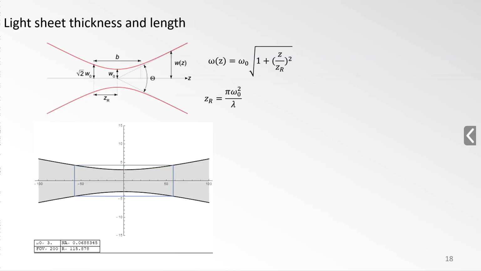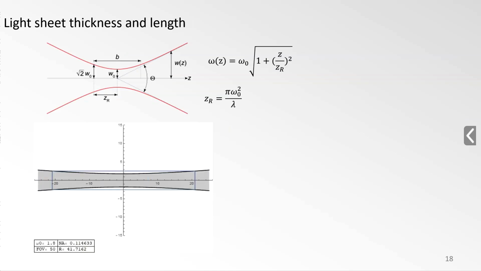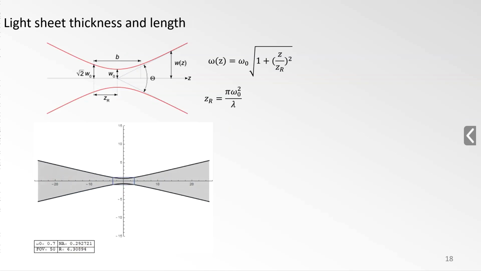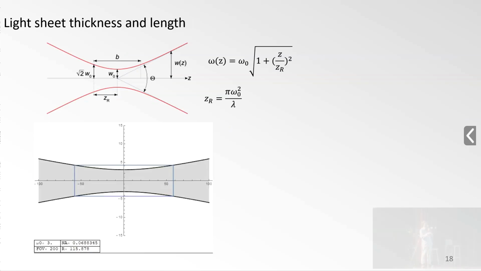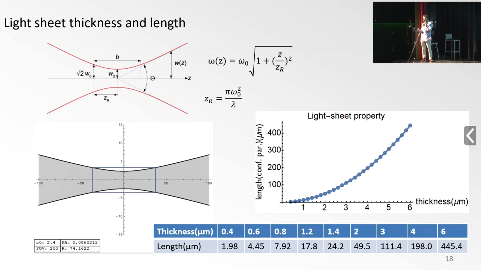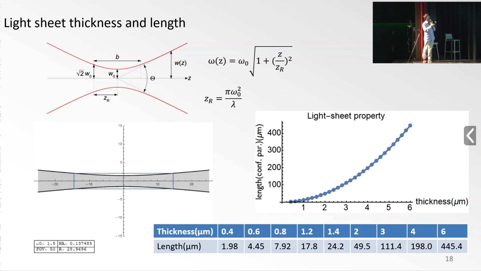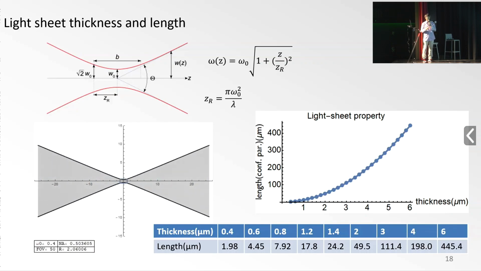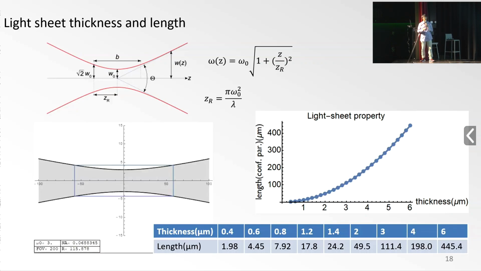The other thing is, of course, you cannot create an infinitely long and super small light sheet. You always need to compromise between the light sheet thickness and the length here. To create a thinner light sheet, the light sheet would diverge dramatically. So you always need to tune these two parameters to fit your experiment or your sample, because the light sheet length basically needs to cover your field of view.